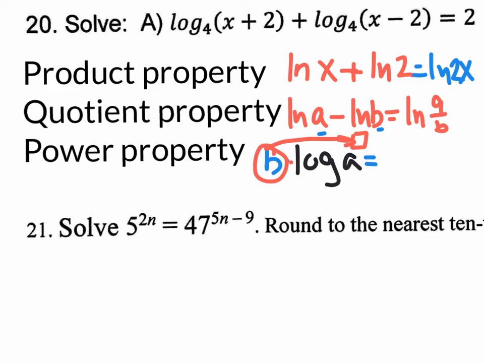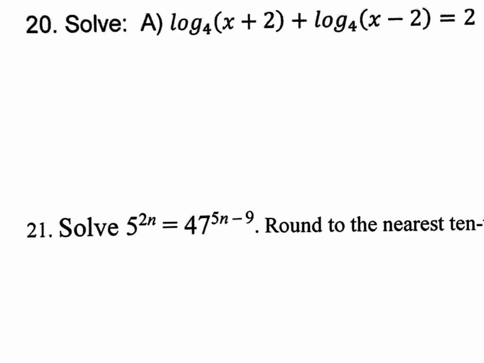So let's say b times common log a, or b times ln of a, could become common log of a to the b power. Okay, so those are the 3 properties. That's what we're going to have to apply on number 20.